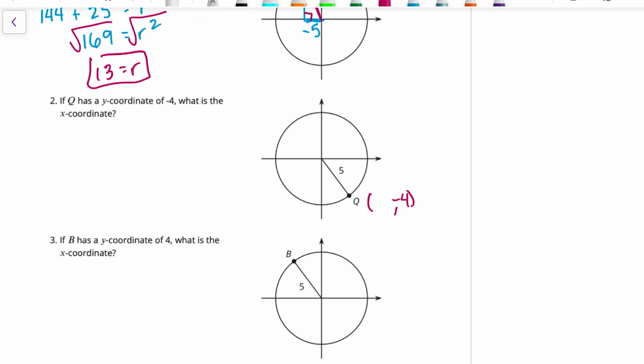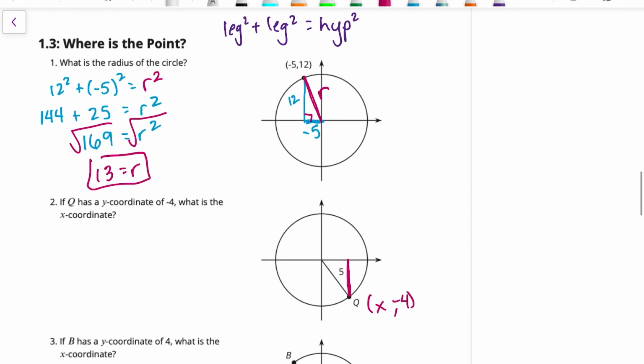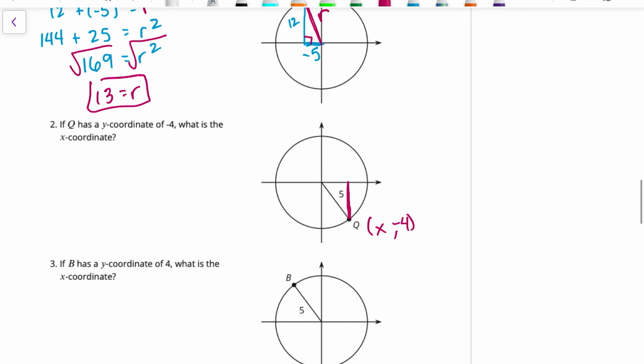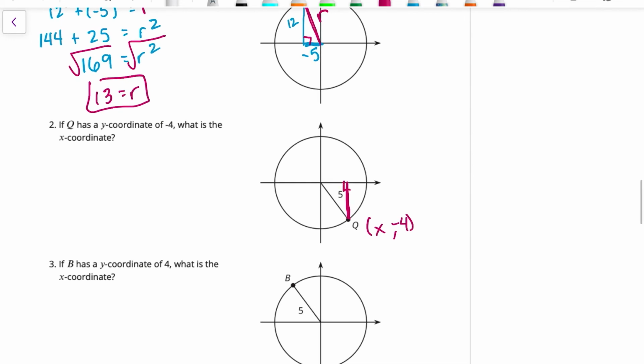-4. We have some x value, and we know the radius is 5. Again, we can draw that right triangle by creating a vertical line. It's always going to be a vertical line from the point on that circle to the x-axis, just like we did up here. We dropped that vertical line from the point to the x-axis, and that creates a right angle.